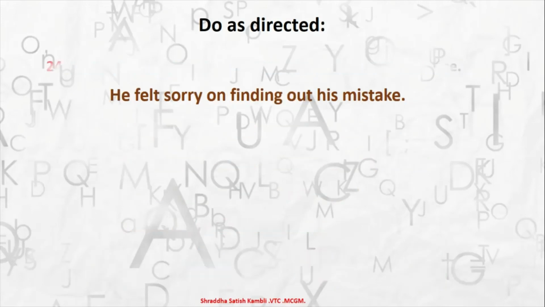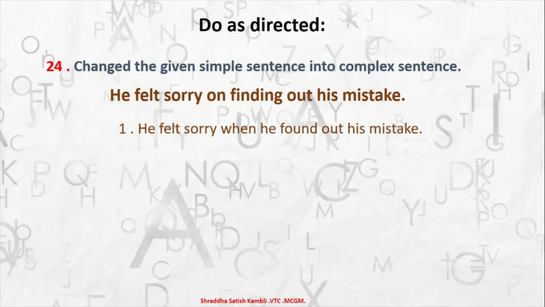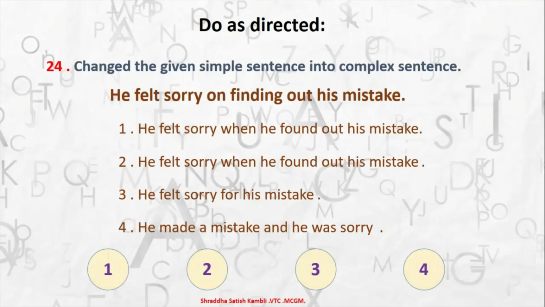Man is mortal and this fact everybody knows. Going to the next question. Again, you have to change the simple sentence into a complex one. He felt sorry on finding out his mistake. So, is it he felt sorry when he found out his mistake? He felt sorry when he found out his mistake. He felt sorry for his mistake. He made a mistake and he was sorry. So, which is the correct complex sentence? It is the first one. He felt sorry when he found out his mistake.